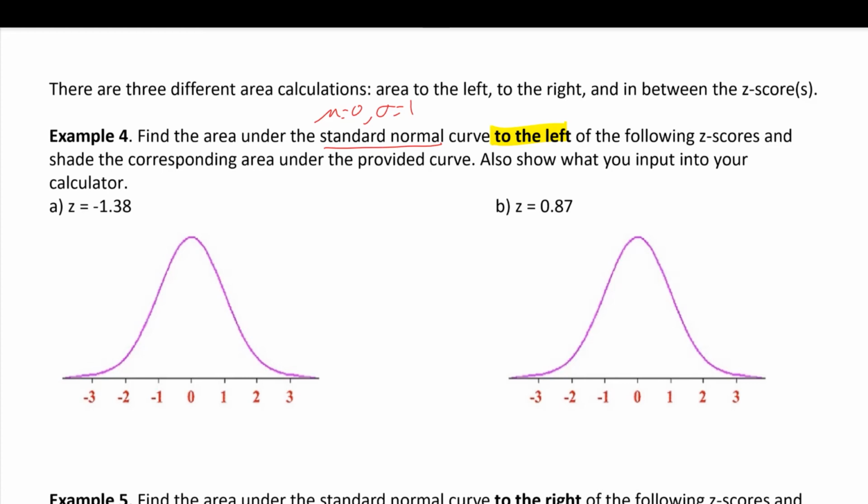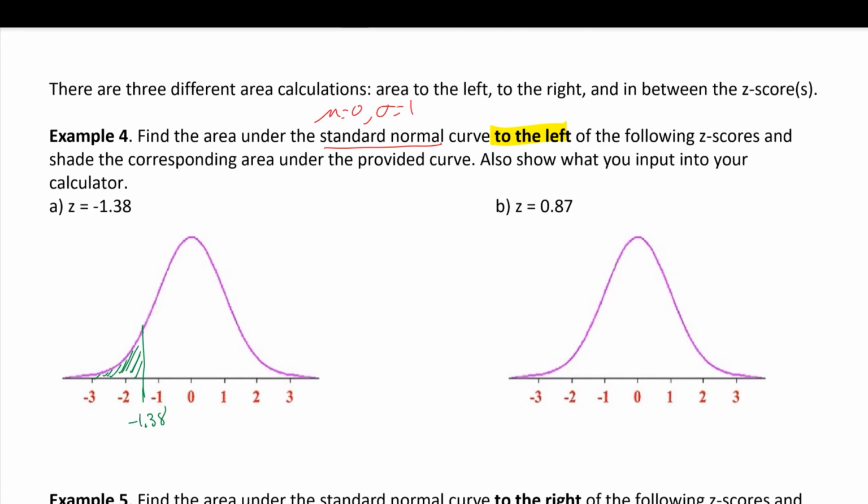All right, so for part A, it says we want to find the area to the left of negative 1.38. Well, here's 0, negative 1, negative 2. So negative 1.38 should be somewhere around here. And we're shading to the left because that's what they told us to do. And we want to find that area.